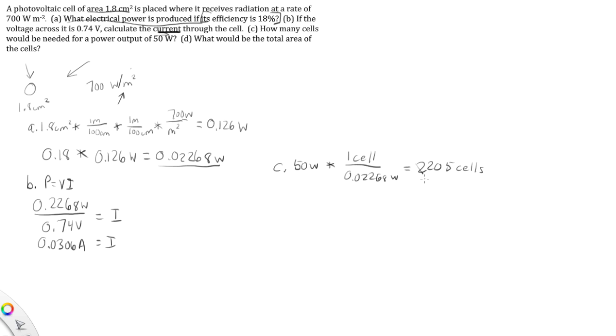And we use 2,205 because we can't have half a cell or whatnot.